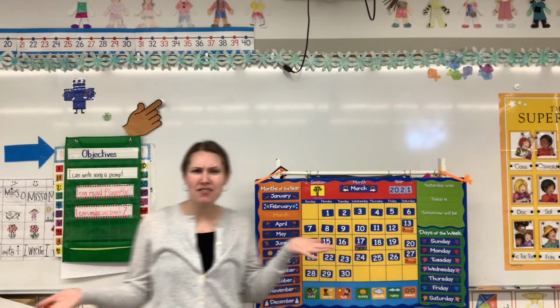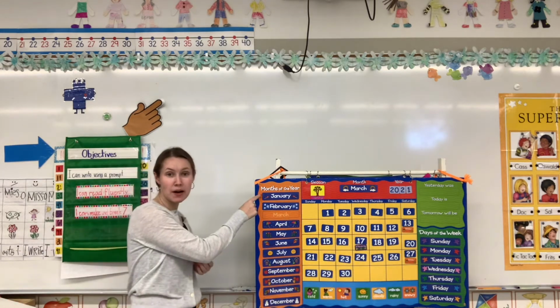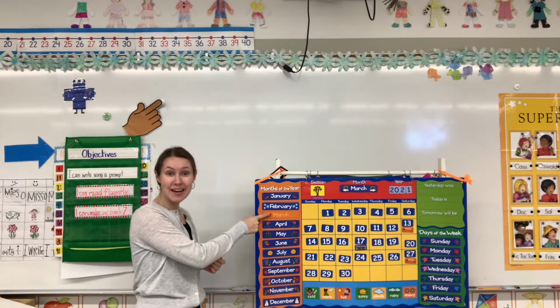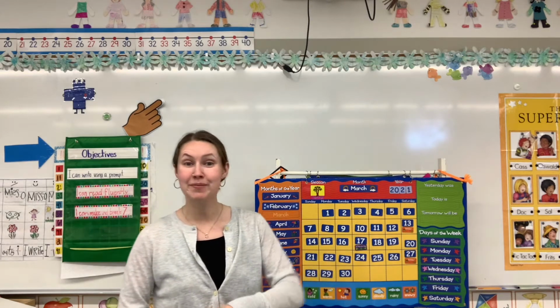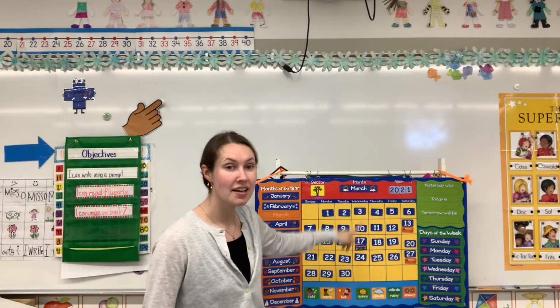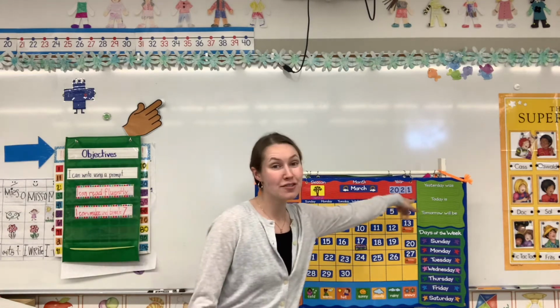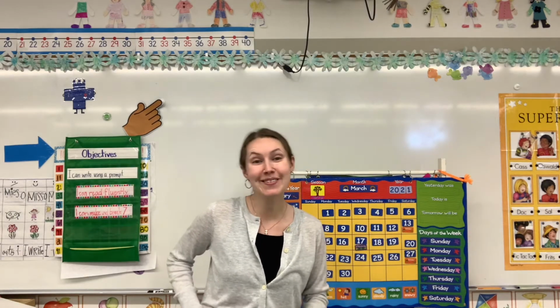Now what month are we in right now? We finished January, we finished February, so we're in March. Very good. We're in the month of March. So we know today is March 30th, 2021. Nice work, everyone. Let's talk about how we're going to write that date.